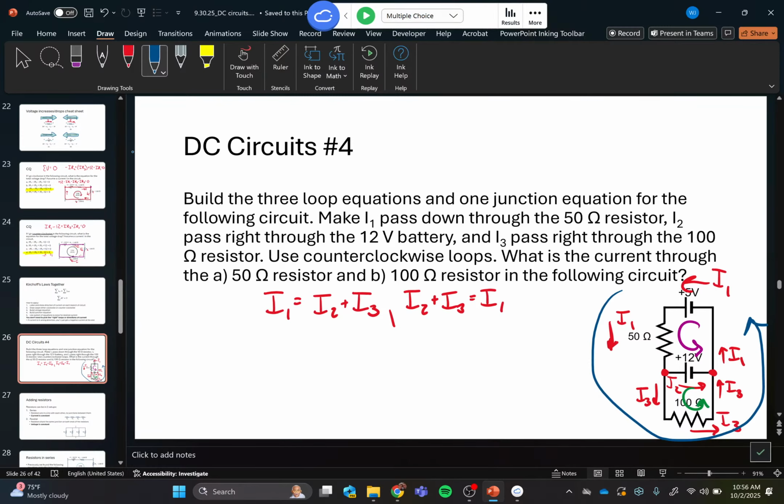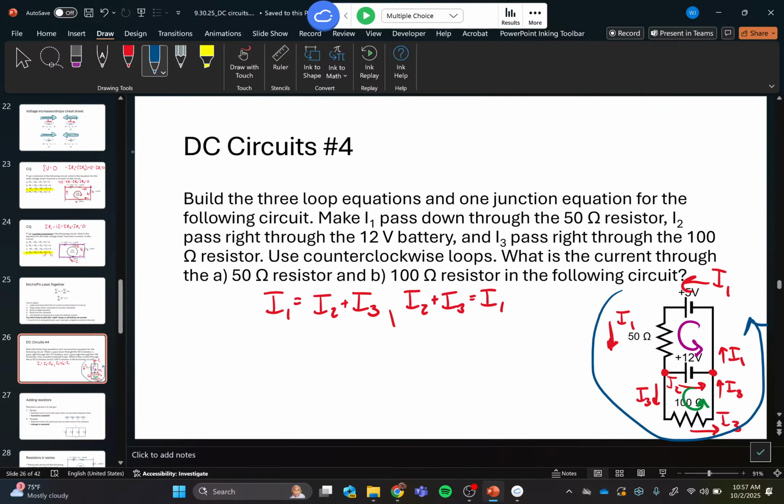On a test, what would I ask you? I would ask you for the loop. So one of the quiz questions on this upcoming quiz, I'll tell you, draw the loop through these 3 elements, or these 4 elements. For example, I would say, give me the loop equation through the 5 volt battery, the 50 ohm resistor, and the 12 volt battery. Or give me the loop equation through the 12 volt battery and the 100 ohm resistor.